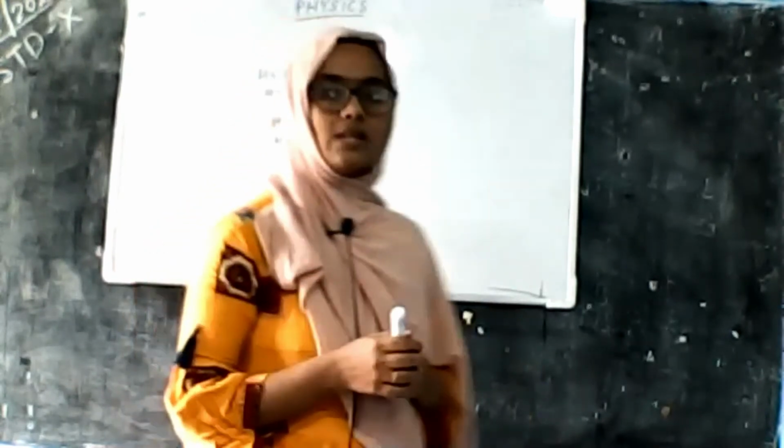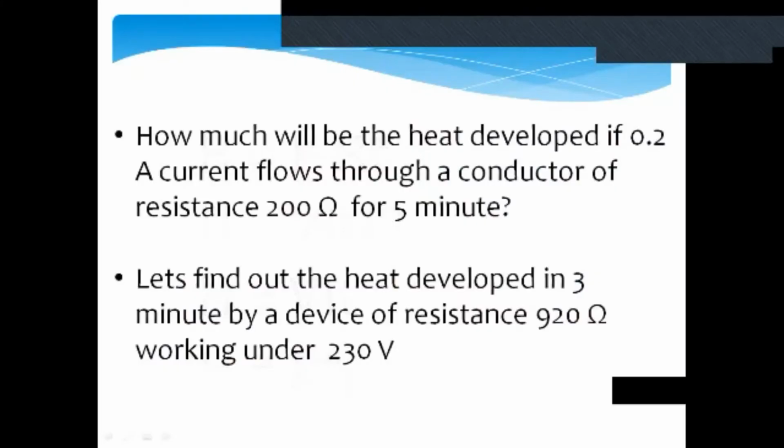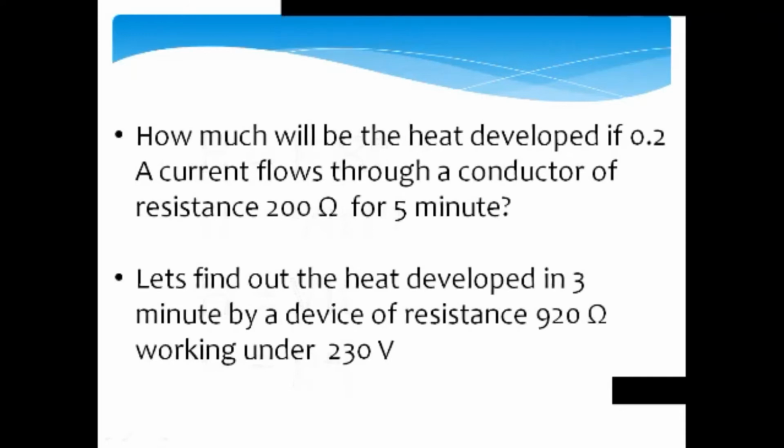And the first question in our slide: how much heat will be developed if 0.2 ampere current flows through a conductor of resistance 200 ohm for 5 minutes? So here we have the measurements. I is equal to 0.2 ampere, resistance R is equal to 200 ohm, and time T is equal to 5 minutes.